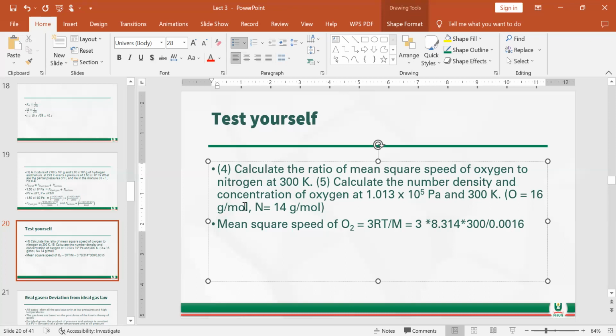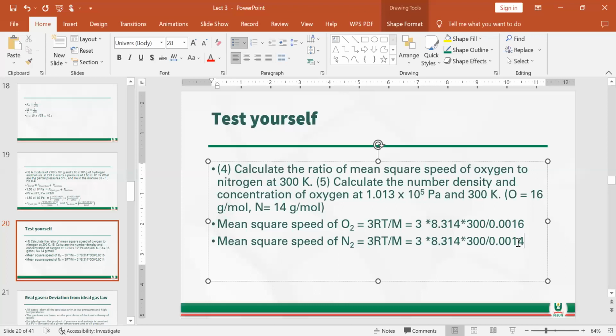Because this one is given in grams per mole. The SI unit for molar mass will be what? Kilogram per mole. You know 1,000 grams make 1 kilogram, so you divide by 1,000 and you have that. That is the value for the mean square speed of the oxygen. So you now calculate the same thing for nitrogen. For nitrogen, you have 14 rather. Do you understand me?